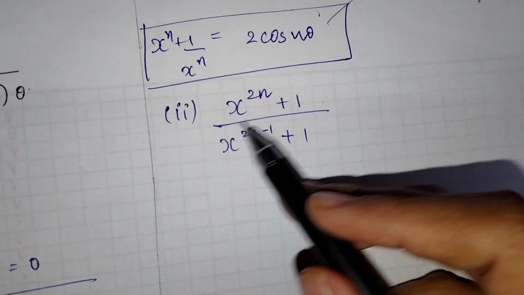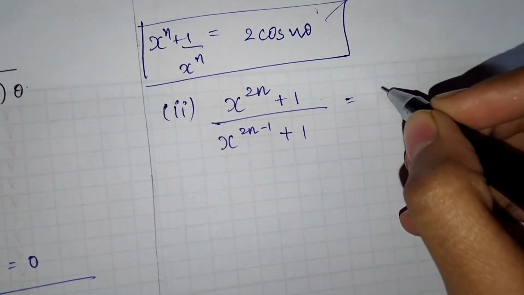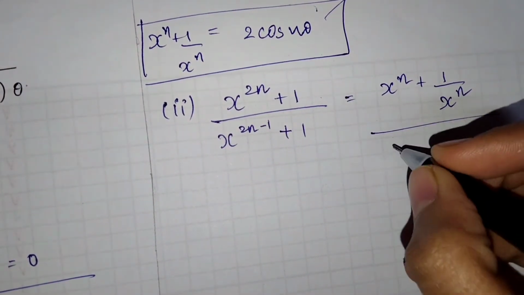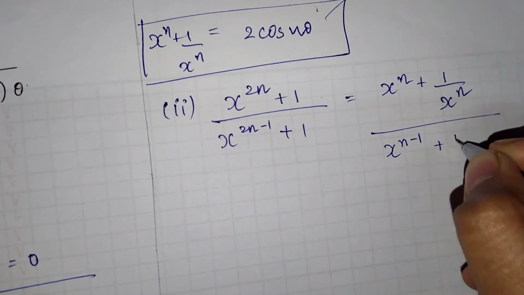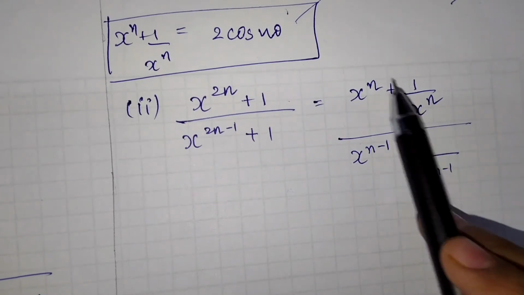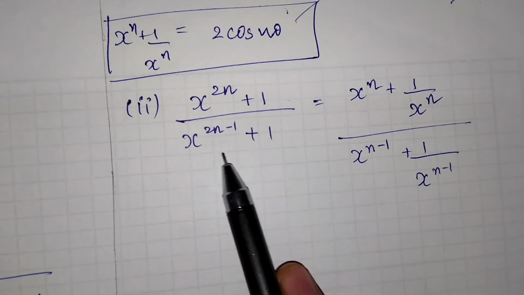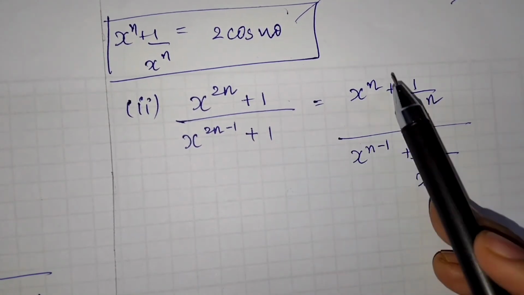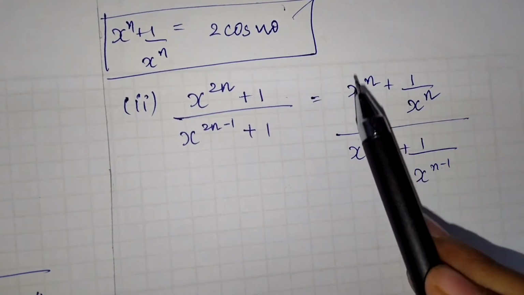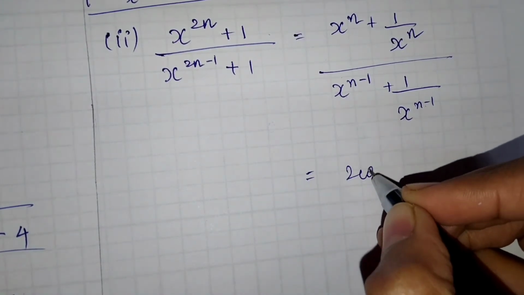Now we can rewrite this x raised to 2n term as x raised to n plus 1 upon x raised to n divided by x raised to n minus 1 plus 1 upon x raised to n minus 1. Because if we simplify this, we will get x raised to 2n plus 1 and x raised to 2n minus 1 plus 1 only. So we have just rewritten it this way so that in place of x raised to n plus 1 upon x raised to n, we can put the whole term. Okay, so we already have this term, so in place of this we will write 2 cos n theta.